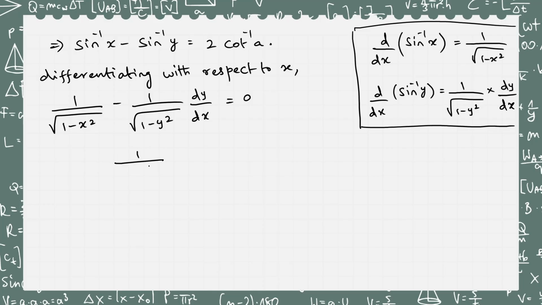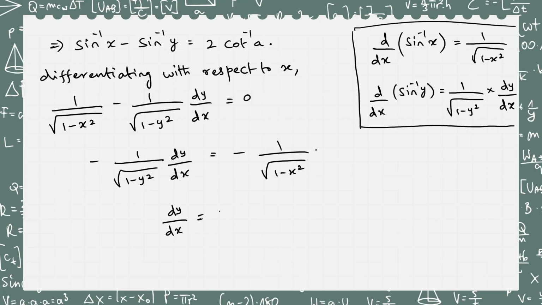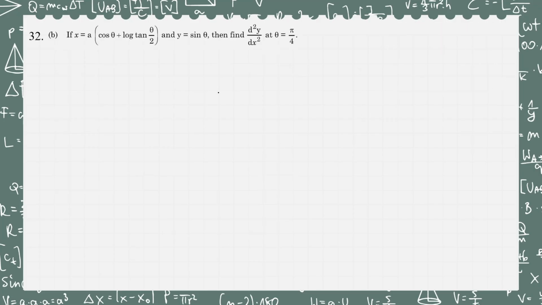So 1 by root of 1 minus y square into dy by dx with a negative sign equals negative 1 by root of 1 minus x square. Both the negative signs will cancel. So dy by dx will be root of 1 minus y square, which goes to the numerator of the other side, divided by square root of 1 minus x square. And that's what we need to prove here. Now let us move on to the next part.